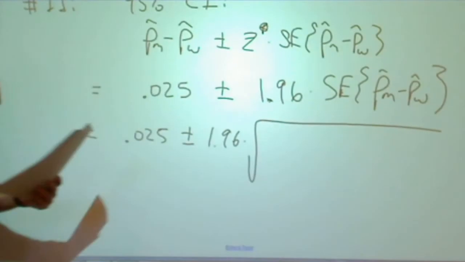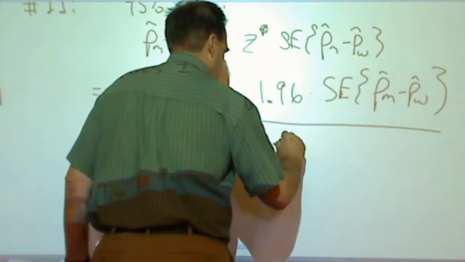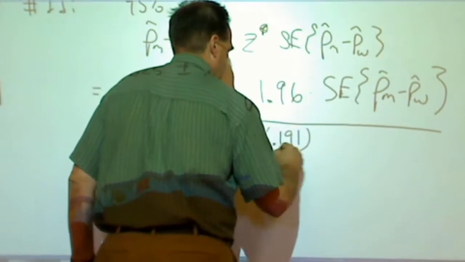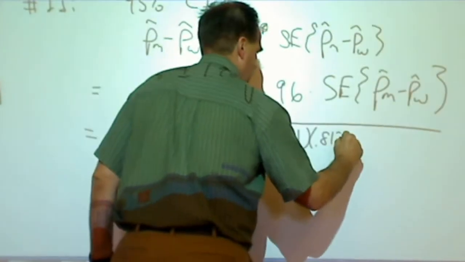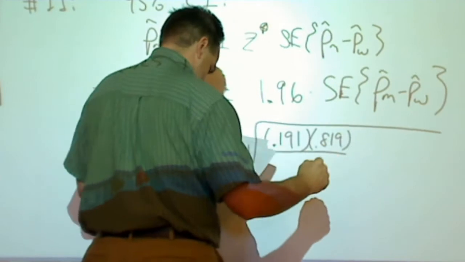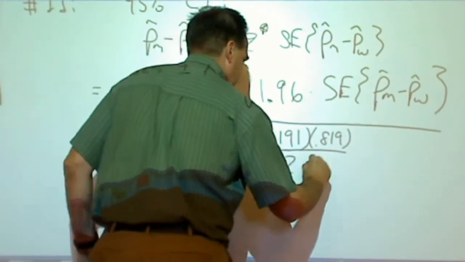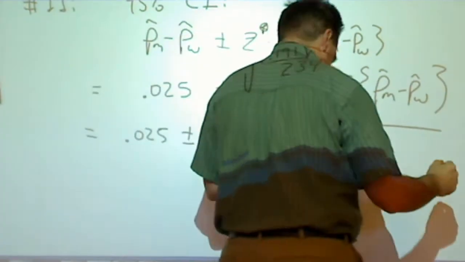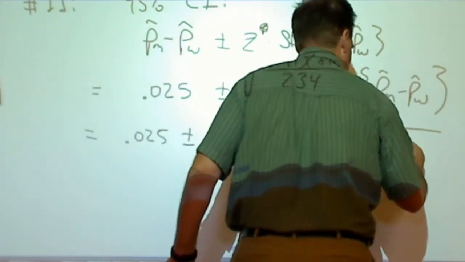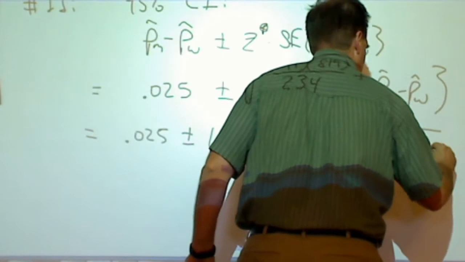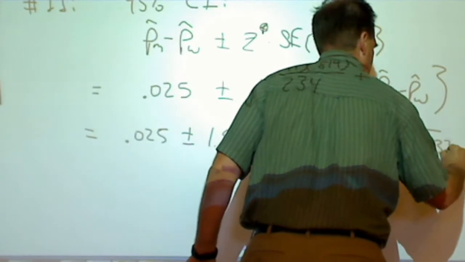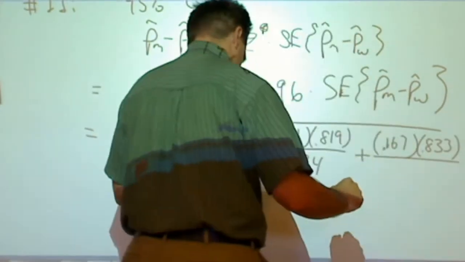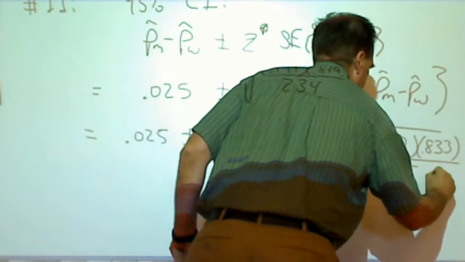And 0.191 times 0.819 over 234, that's the male data. Female data, 0.167 times 0.833 over 251.